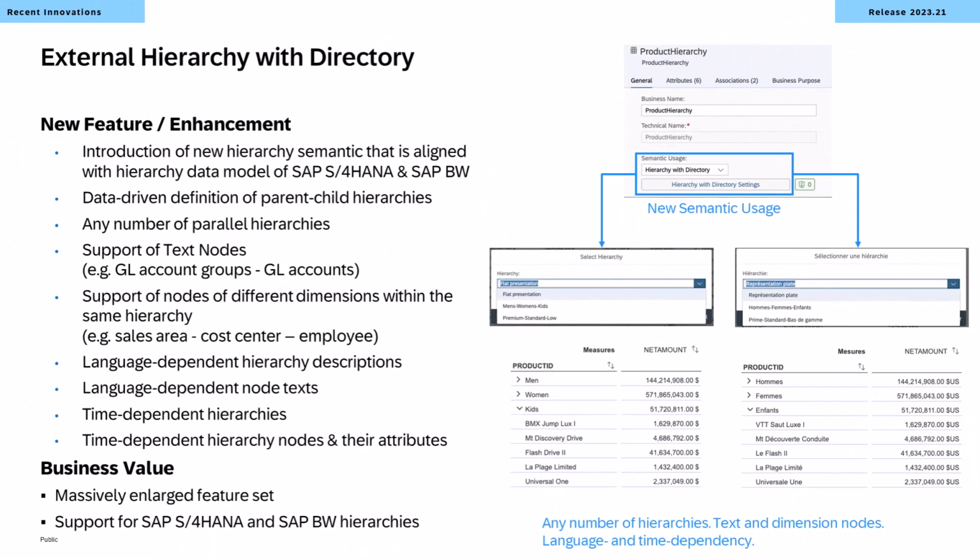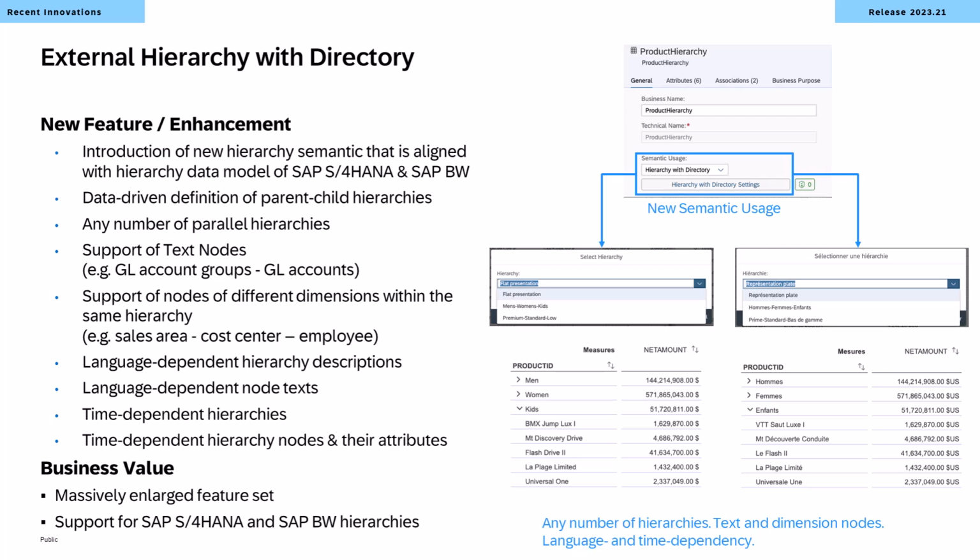We are happy to announce the advent of the external hierarchies with directory. That is a much enhanced feature set for the hierarchies. We do this by introducing a new object type that you see on the slide, a semantic usage that we call hierarchy with directory. Now, what is this? Here we're introducing a hierarchy model that is very much akin to what S4 and BW do hierarchies-wise, and they have long been a lot more flexible than we are in Datasphere. And this is true in a lot of respects.